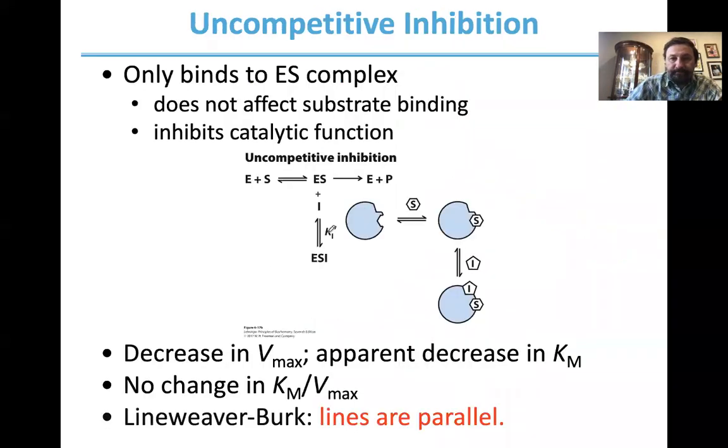All right, uncompetitive inhibition. So here it's a little different case. So this is usually the case of allosteric enzymes.